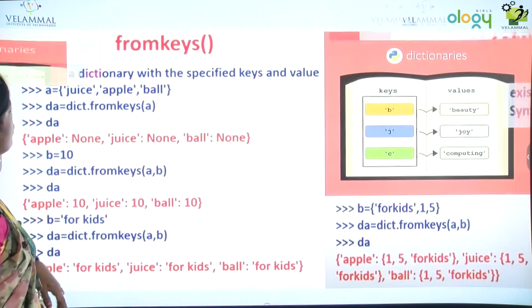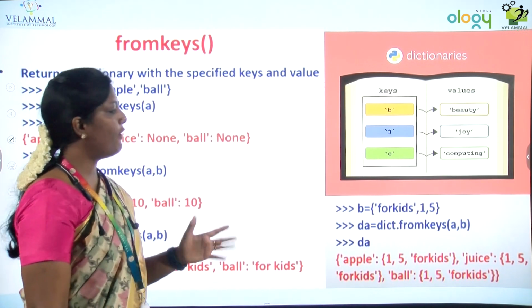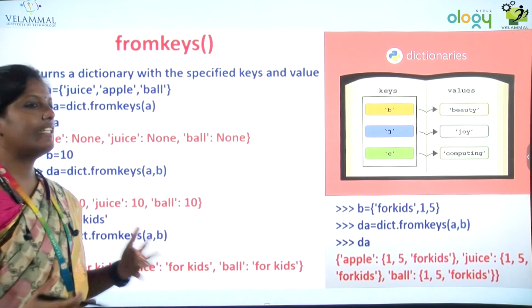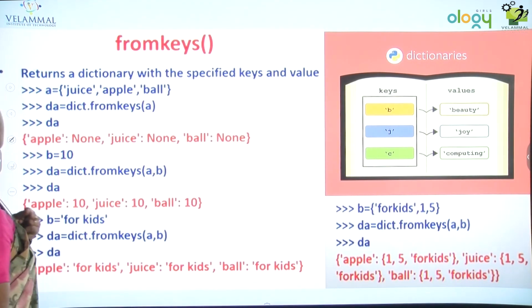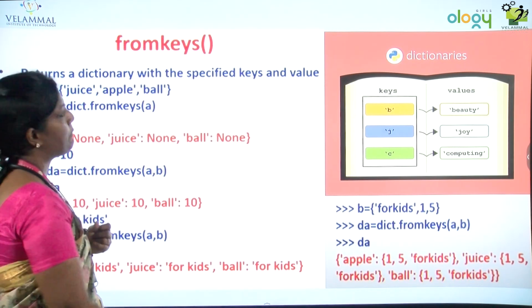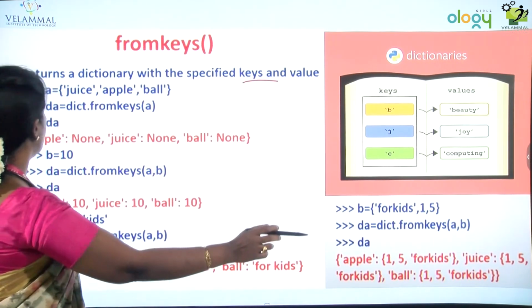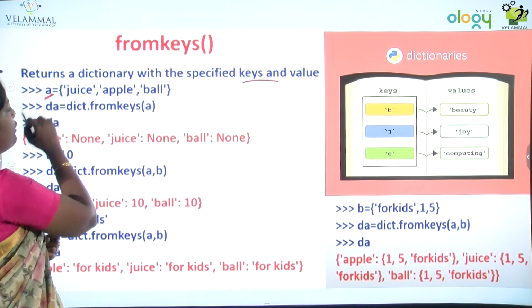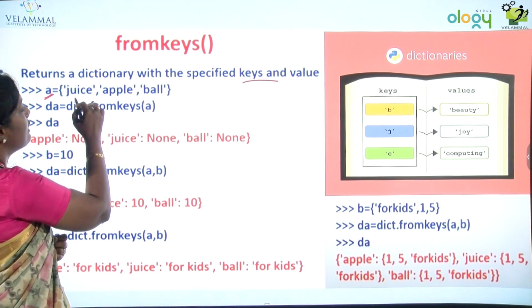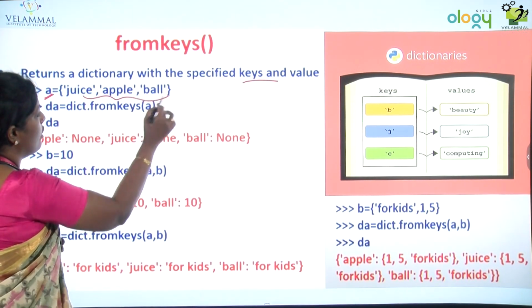So the last one is fromkeys. So fromkeys is also an added advantage. It's kind of fun for you to use, right? It returns the dictionary with the specified key values. So how am I supposed to do that? See, I'm taking a new variable a. I'm going to declare the keys. These are nothing but your keys.